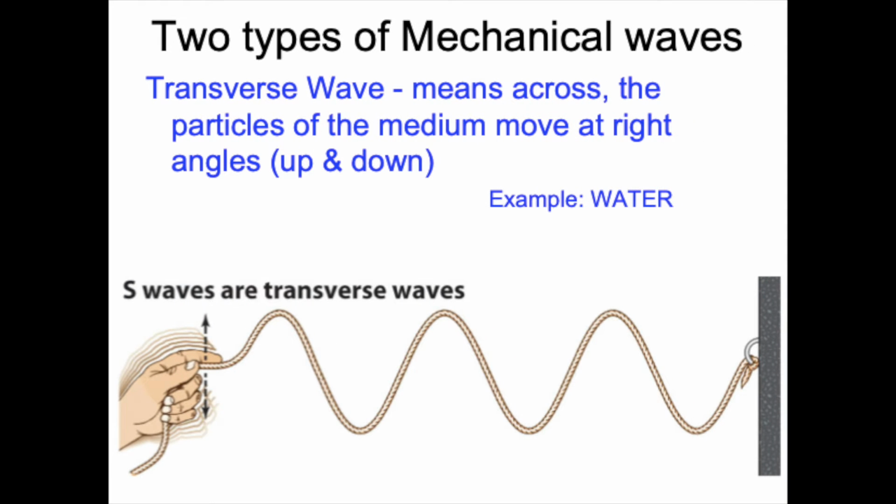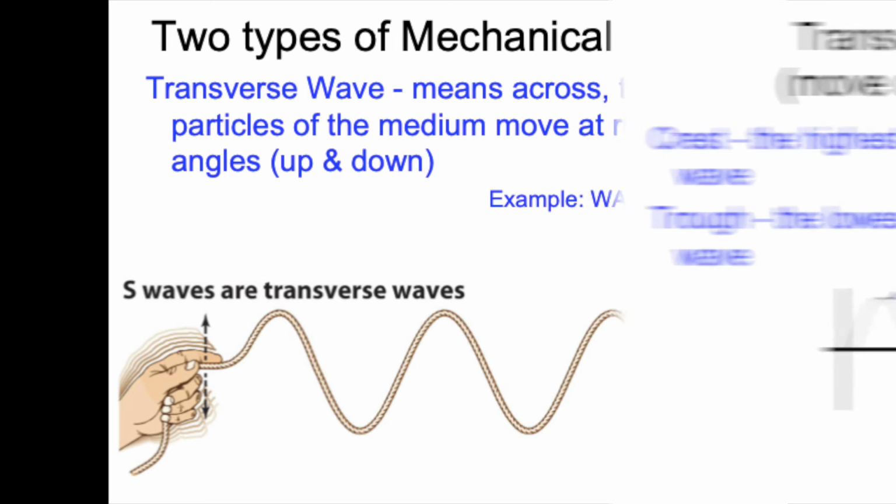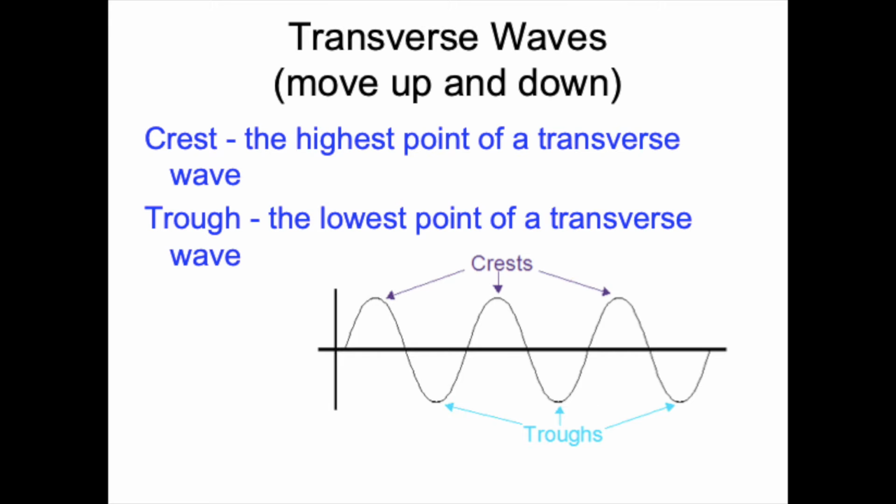Two types of mechanical waves, one being a transverse wave. It means across. The particles of the medium move at right angles or up and down. An example of this would be water. If we were to diagram a transverse wave, you would notice that there's a crest, the highest point of the transverse wave, and there's also a trough, which is the lowest point of the transverse wave.